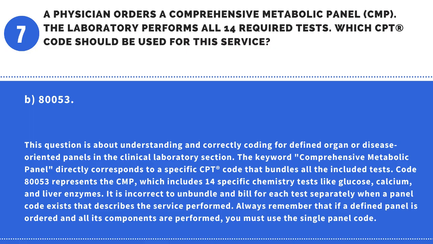80053. This question is about understanding and correctly coding for defined organ or disease-oriented panels in the clinical laboratory section. The keyword comprehensive metabolic panel directly corresponds to a specific CPT code that bundles all the included tests. Code 80053 represents the CMP, which includes 14 specific chemistry tests like glucose, calcium, and liver enzymes. It is incorrect to unbundle and bill for each test separately when a panel code exists that describes the service performed. Always remember that if a defined panel is ordered and all its components are performed, you must use the single panel code.